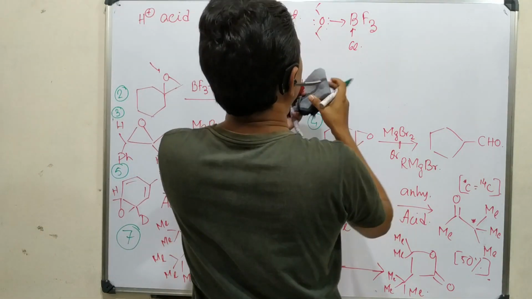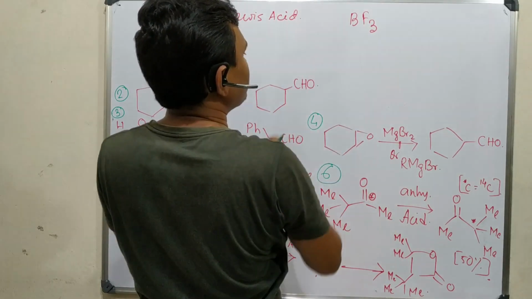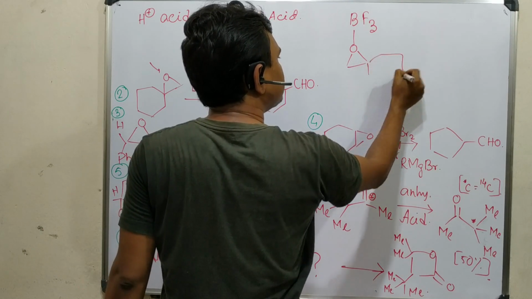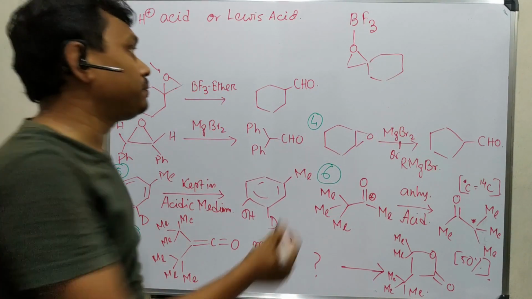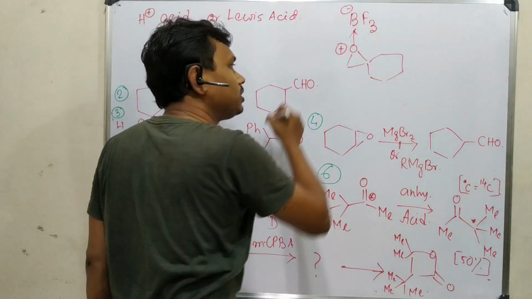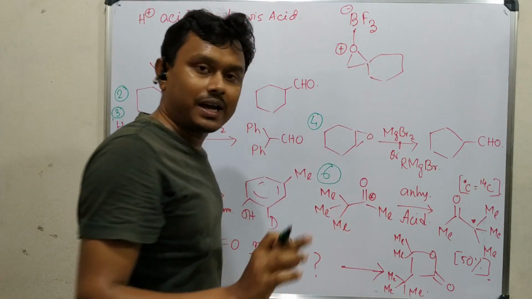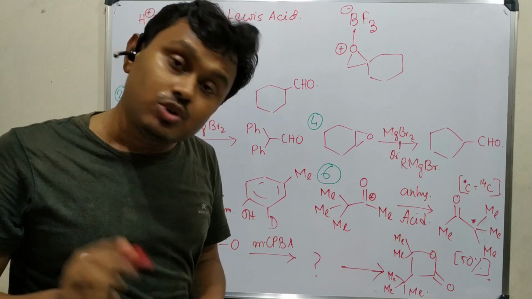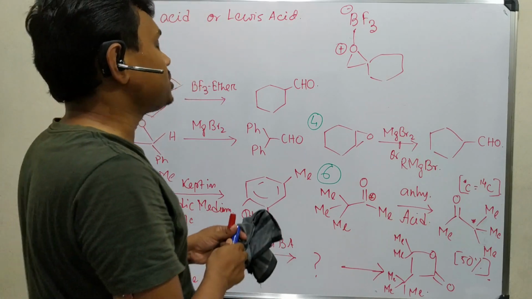This BF3 could be coordinated with the epoxide. Okay, so this is coordinated to the epoxide. Fine. And as I told, now it can break because oxygen is donating electrons to this. So oxygen is getting a formal positive charge and boron is getting a formal negative charge. Now, oxygen, since it's an electronegative atom, will not prefer to have a positive charge on itself. Consequently, the bond breaks.